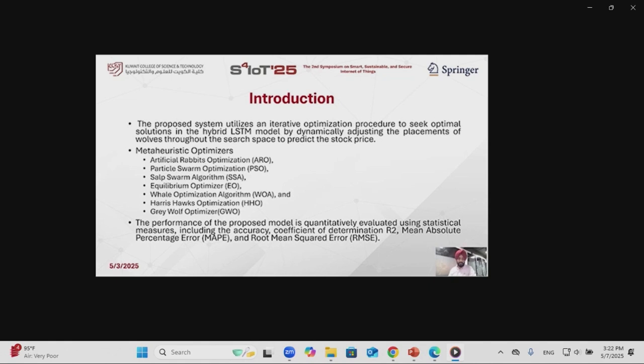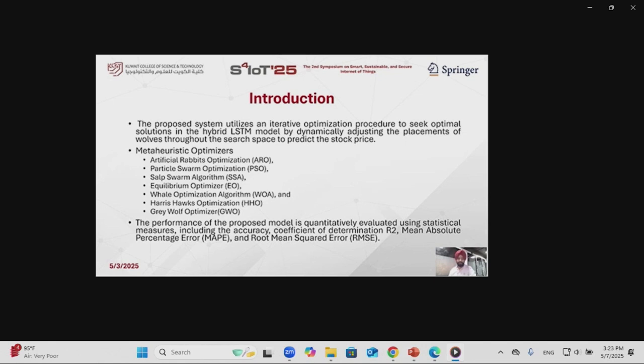In the introduction, the system we are proposing in this study is a hybrid LSTM model for stock price prediction, which uses a meta-heuristic optimizer, the Gray Wolf Optimizer. Although there are other meta-heuristic optimizers, like artificial optimization, which many researchers have used to predict stock prices, such as particle swarm optimizer, salp swarm optimizer, equilibrium, Harris Hawks optimization, and many other weight optimization algorithms, in our study we used a Gray Wolf Optimizer.